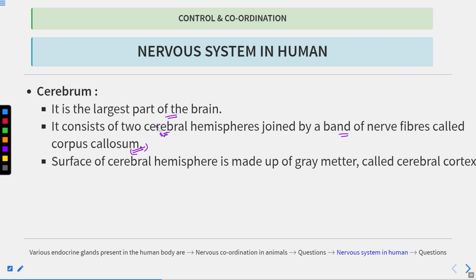It consists of two cerebral hemispheres which are joined together by a band of nerve fibers known as the corpus callosum. Now the surface of the cerebral hemisphere is made up of grey matter known as the cerebral cortex. The grey matter is present here, and it consists of parts of the neurons and also the glial cells.